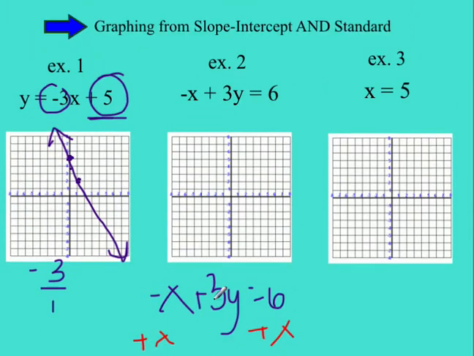Now the next example is kind of confusing. X is equal to 5. There's no y involved. Whenever we have something that's just x equals, that's going to be a vertical line. If I had something that's just y equals, that's going to be a horizontal line. So because it's just an x, I'm going to find 5 on the x-axis, which is right here. Then I'm going to go ahead and draw a vertical line through x is equal to 5. So that's how you do those horizontal versus vertical lines.